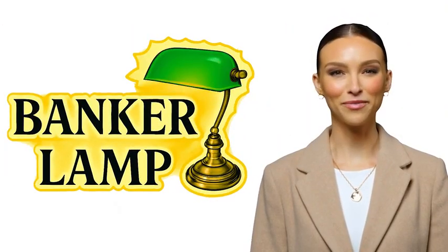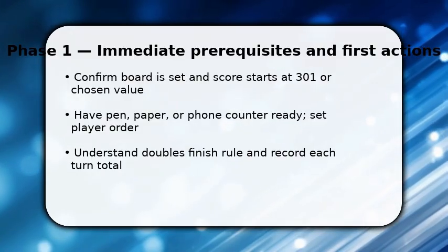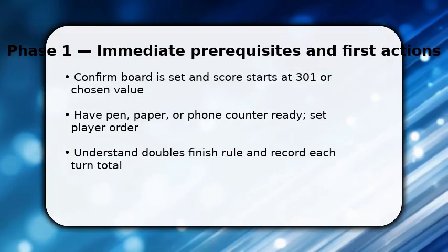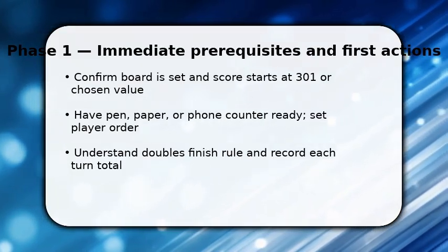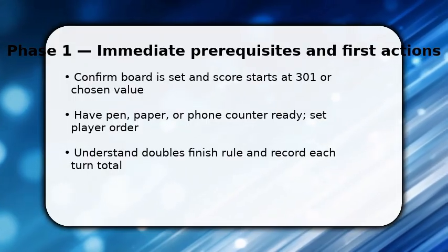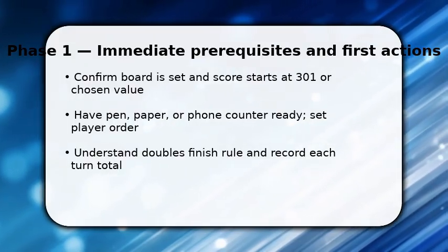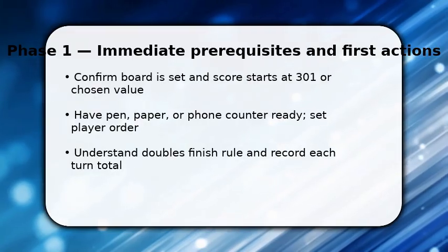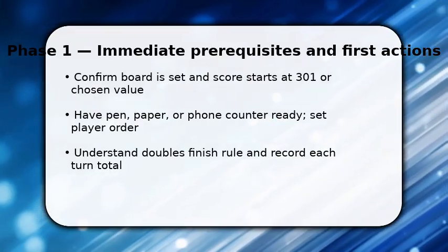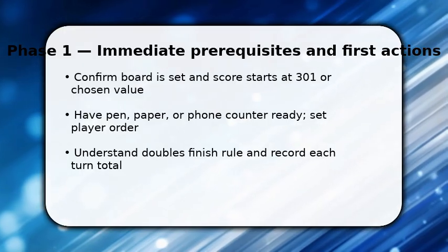Please enjoy the video. You begin by setting the target: 301, 501, or your chosen score. Pick who throws first and arm yourself with a pen, phone counter, or app. This prevents disputes. Immediately write the starting value and label players. Once done, record each 3-dart turn as one entry.